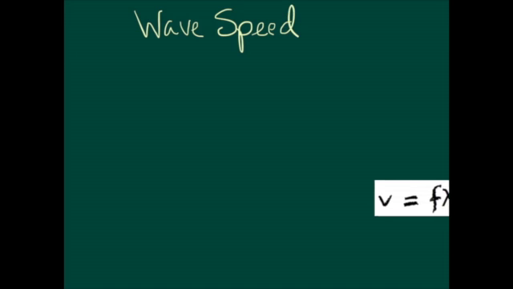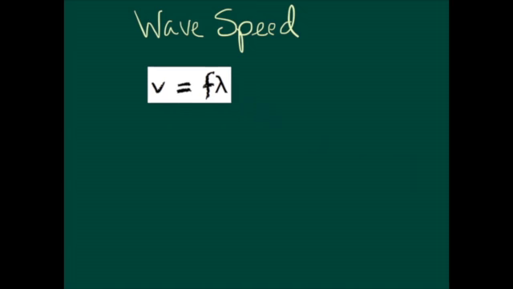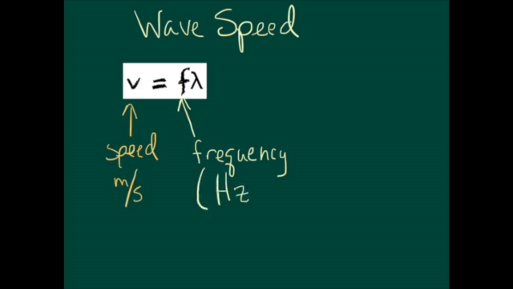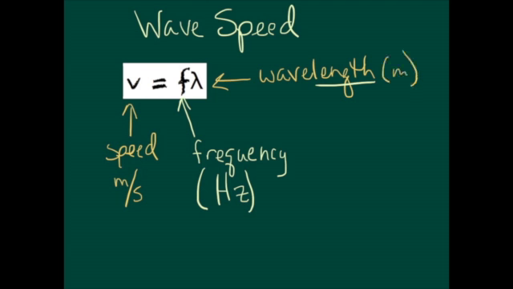We now know enough about the characteristics of waves to be able to find wave speed. Wave speed is found using this equation, V meaning speed, and of course that's measured in meters per second. F stands for frequency. We've already established that that's measured in hertz. And lambda, which is a Greek letter, stands for wavelength. And since it is a length of a wave, it is measured in meters.